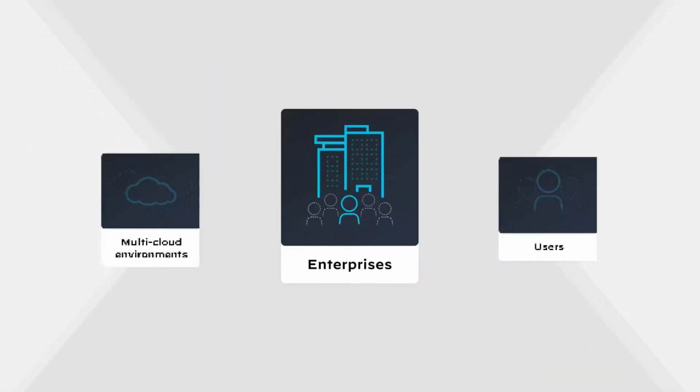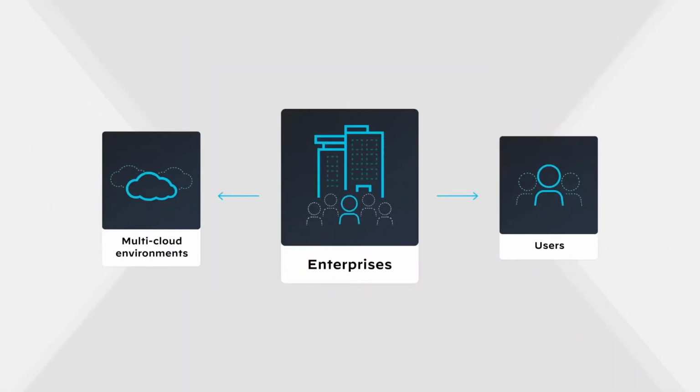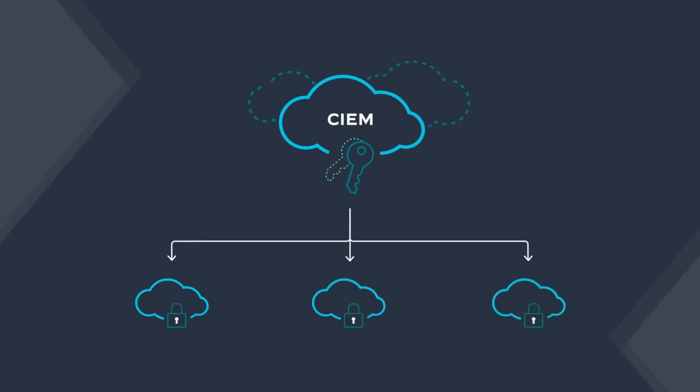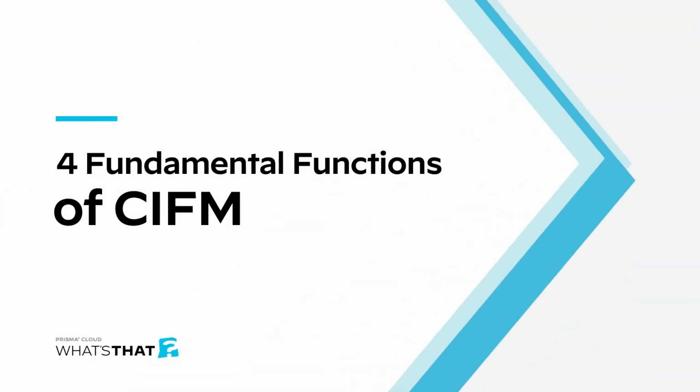So think about it this way. Large enterprises with multi-cloud environments, hundreds of users, and hundreds of accounts have no direct way to reconcile permission differences across providers, exposing them to potential cyber attacks. CIEM solutions give enterprises a way to apply consistent and repeatable controls to their cloud entitlements in order to mitigate and prevent these cyber attacks.